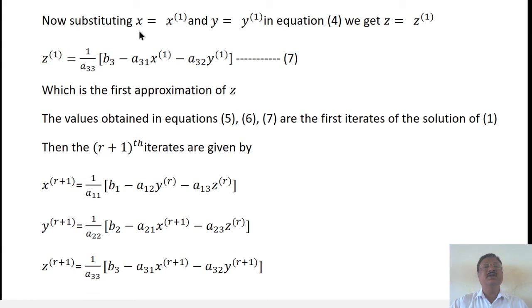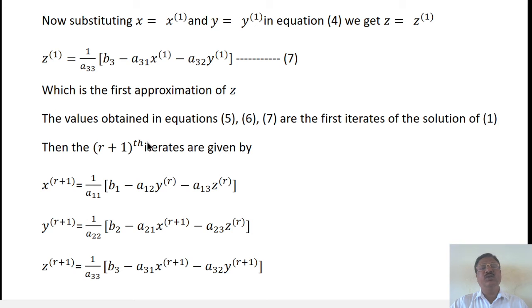Now substitute x equal to x raised to 1 and y equal to y raised to 1, which are the most recent values we got, in equation 4. We get z equal to z raised to 1. So z raised to 1 is equal to 1 upon a33 times (b3 minus a31 x raised to 1 minus a32 y raised to 1), and it is equation 7, and it is the first approximation of z.